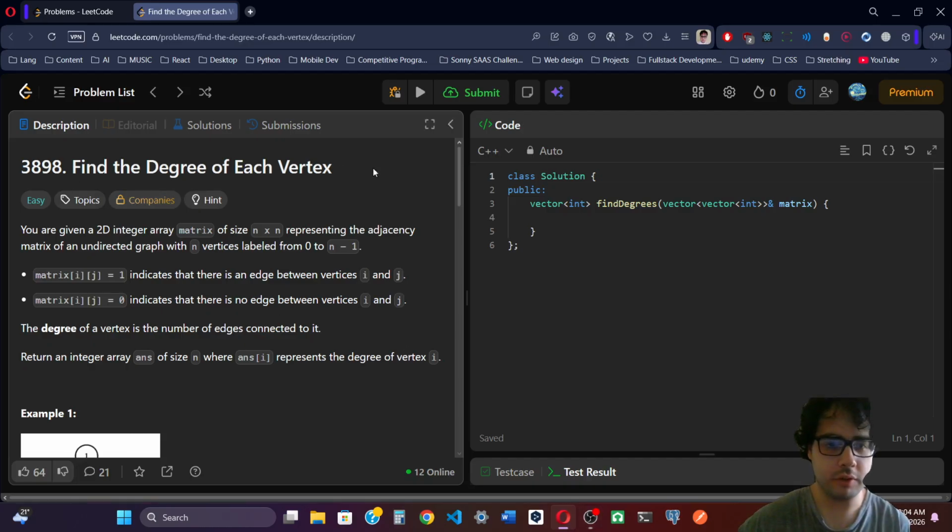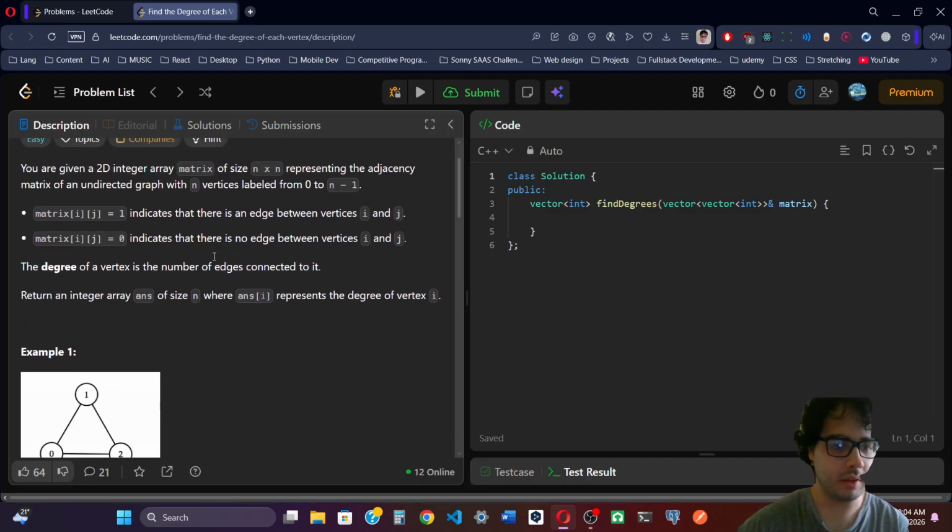Find the degree of each vertex. You're given a 2D integer array matrix of size n times n, representing the adjacency matrix of an undirected graph with n vertices labeled from 0 to n minus 1. Matrix[i][j] = 1 means that there is an edge between i and j. 0 means that there is no edge between i and j.